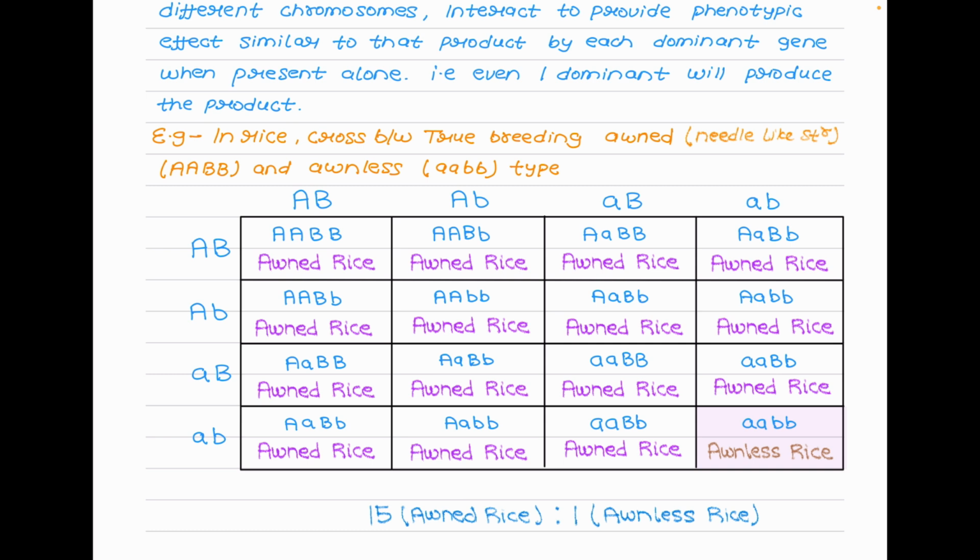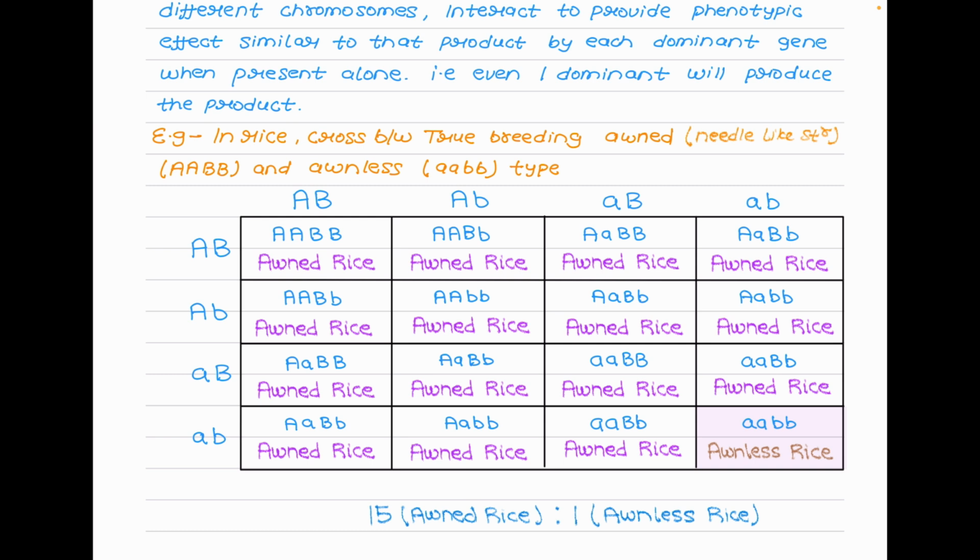Let's quickly summarize this. The common types of epistasis and their modified Mendelian ratios are recessive epistasis with 9:3:4, seen in mice coat color, duplicate recessive epistasis with the ratio of 9:7, seen in sweet pea flower color, dominant epistasis with 12:3:1, seen in summer squash fruit color, and duplicate dominant epistasis with 15:1, seen in rice awns.